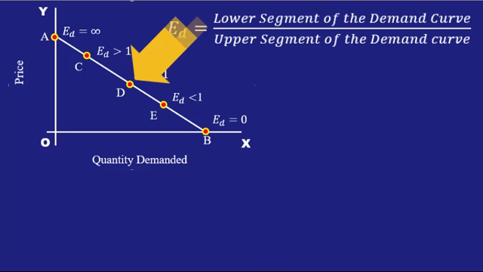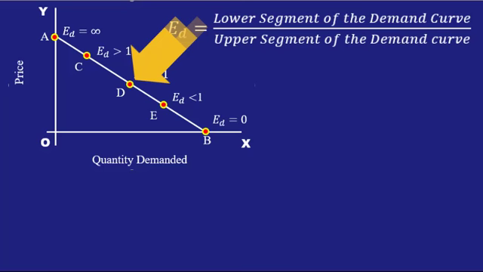In order to make things clear, let us assume the total length of the demand curve is 4 centimeters. D lies exactly at the middle. Then DB must be 2 centimeters and DA also must be 2 centimeters. After knowing the length of the lower segment and upper segment numerically, let us try to calculate elasticity of demand at point D. The formula you know very well.